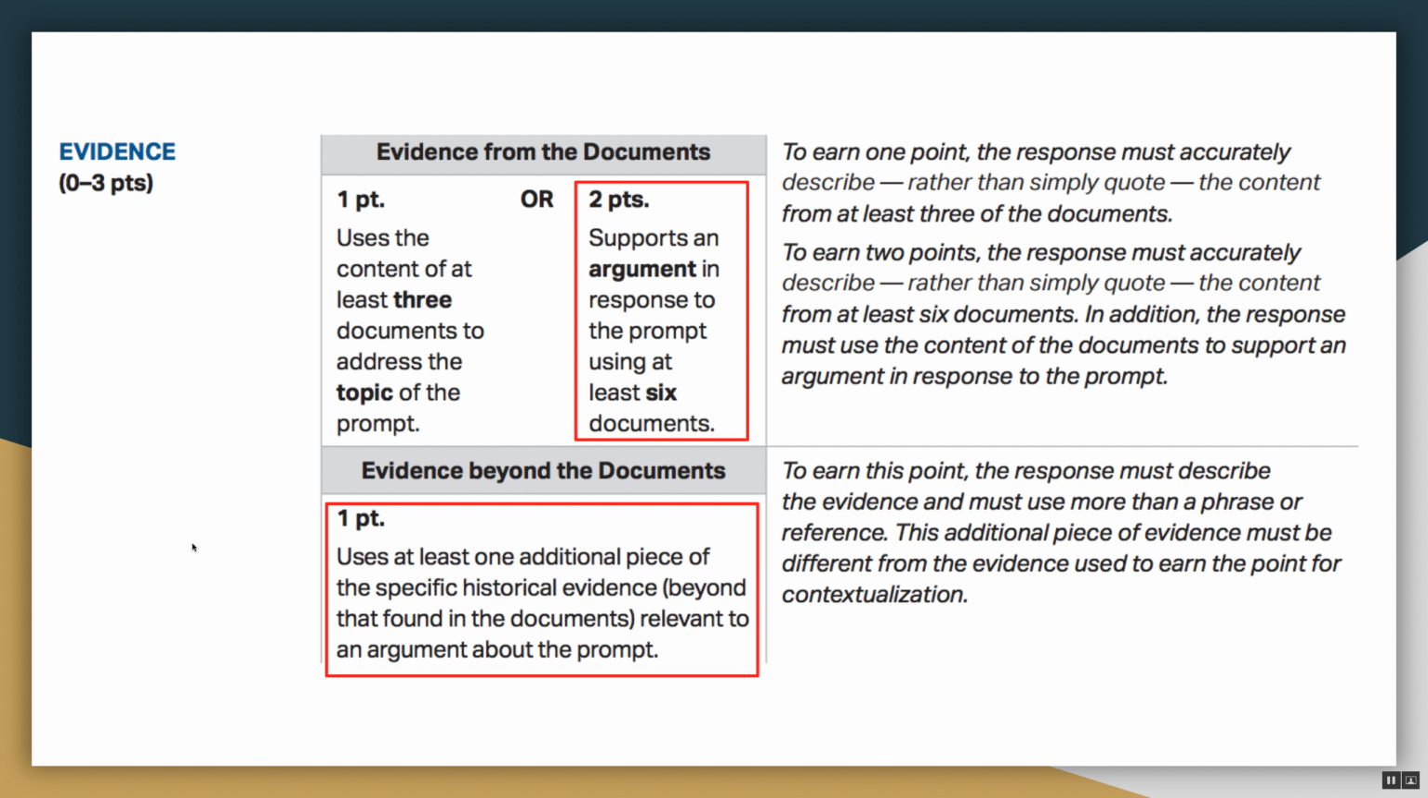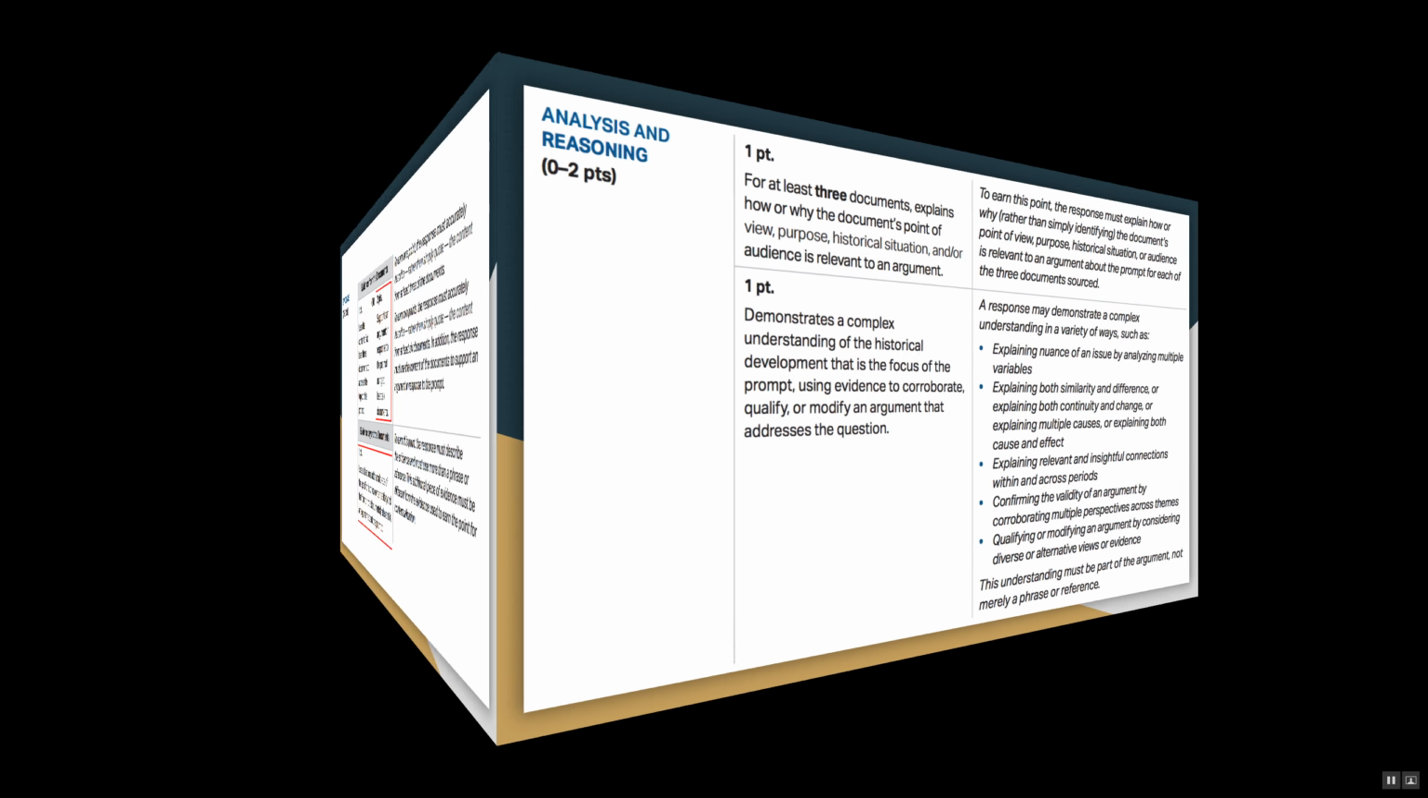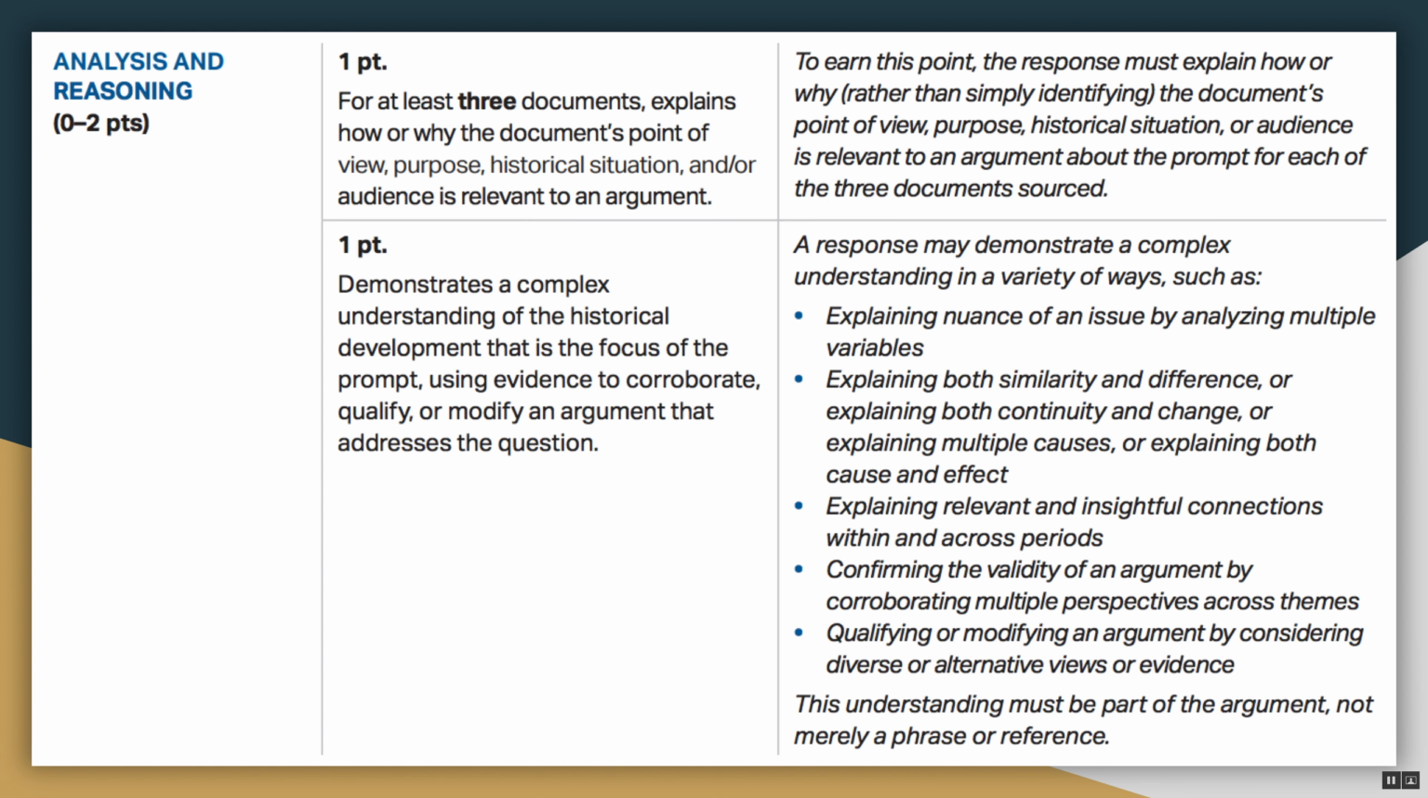I would try to aim for at least one piece of background knowledge per paragraph, if possible, just to double or triple up. All right, analysis and reasoning. The first point you're going to get when you analyze at least 3 documents. And you have to analyze the point of view, purpose, historical situation, or audience of the document. Think about HIPPO, right? Historical context is the H. Intended audience is the I. Purpose is the P. Point of view is the other P.